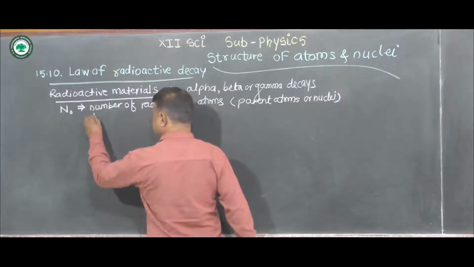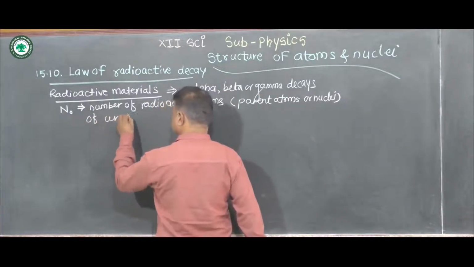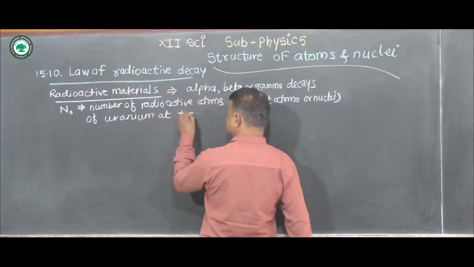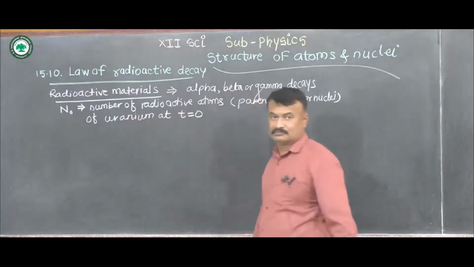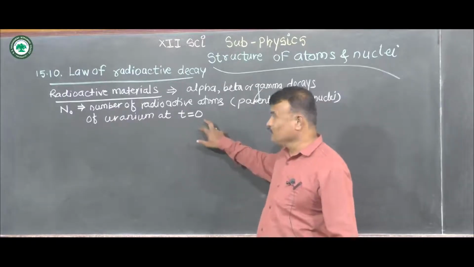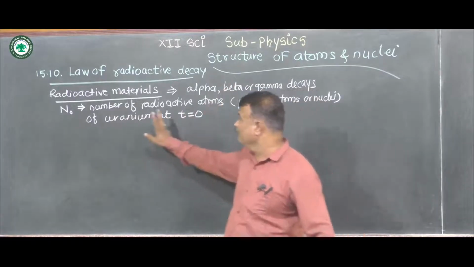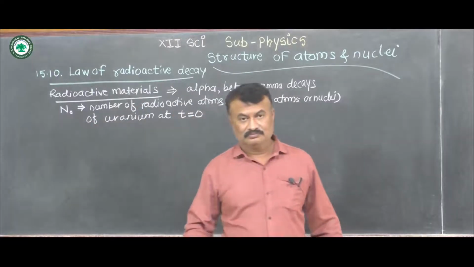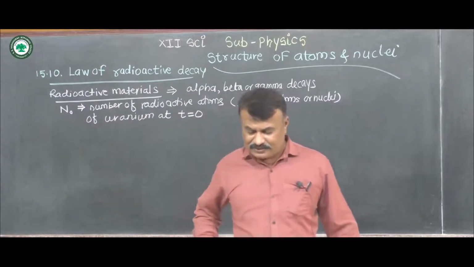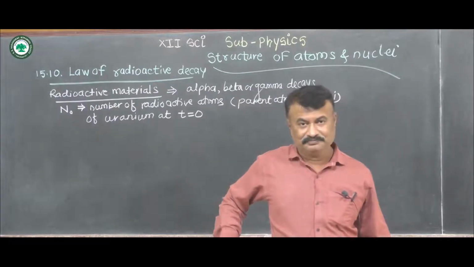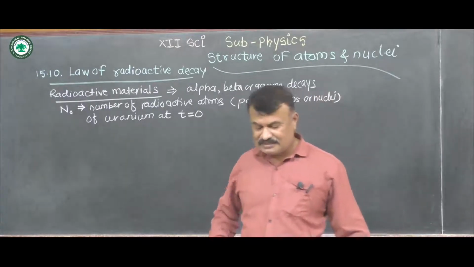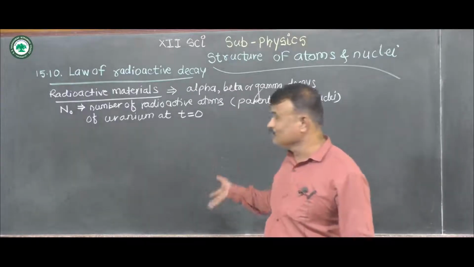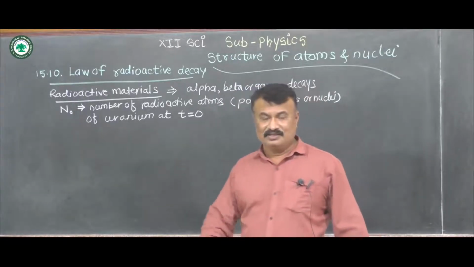So N0 is the number of radioactive atoms of uranium at t equal to 0. So when time is 0, the corresponding number of radioactive atoms is N0. This number will decrease with time as some nuclei will decay. This number continuously goes on decreasing with time.